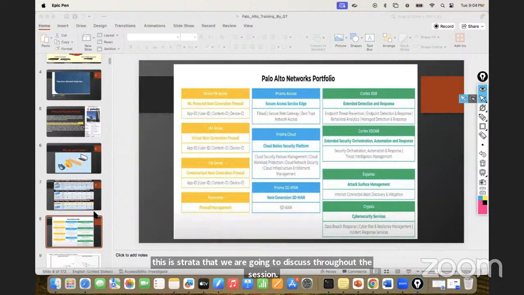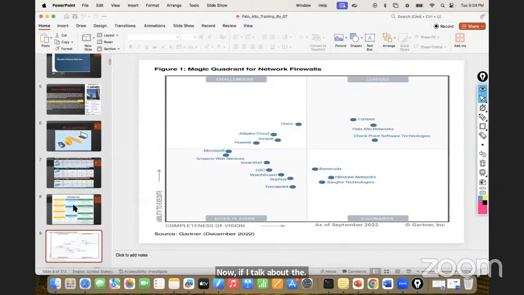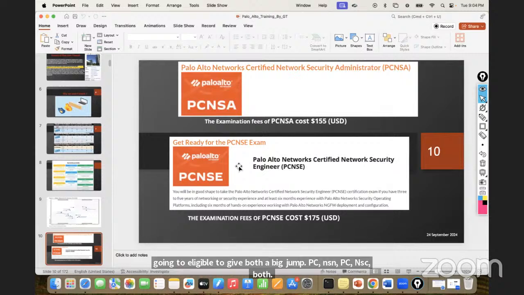Now, we have the Gartner Magic Quadrant report, and we'll discuss what it says. We'll talk about certification also. In this course curriculum, if you complete this entire course, you are going to be eligible to take both exams, PCNSA and PCNSE. And there is no prerequisite to complete the PCNSA before the PCNSE.